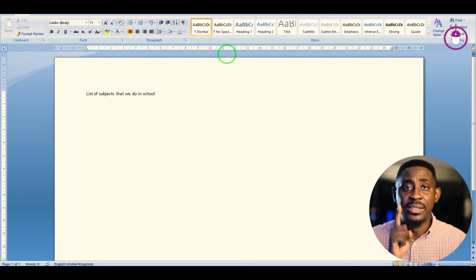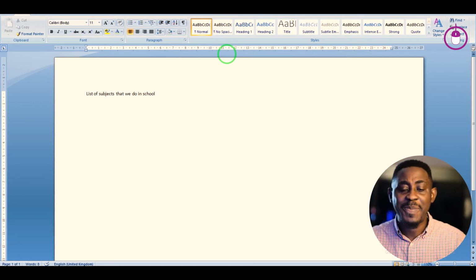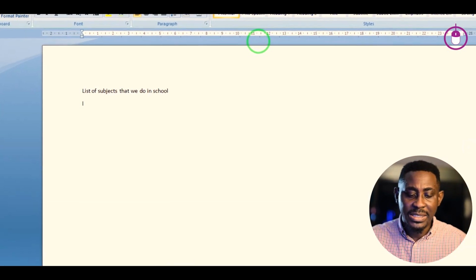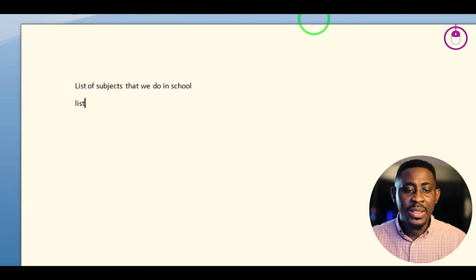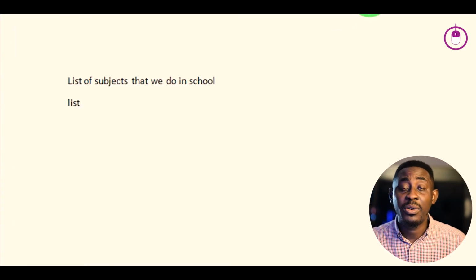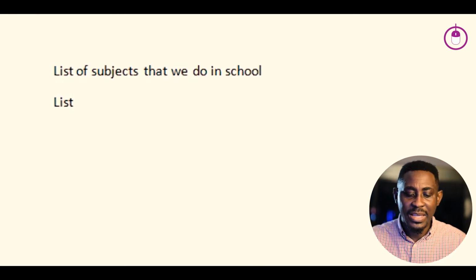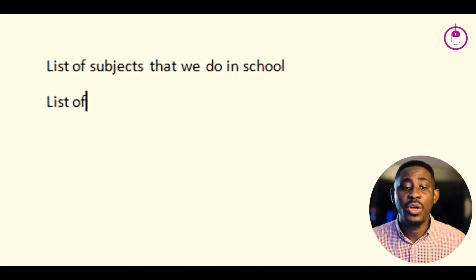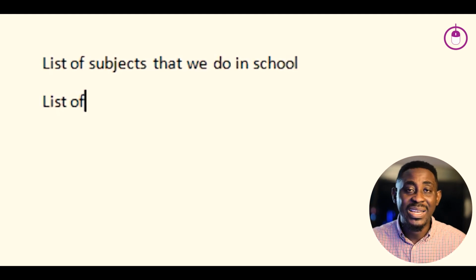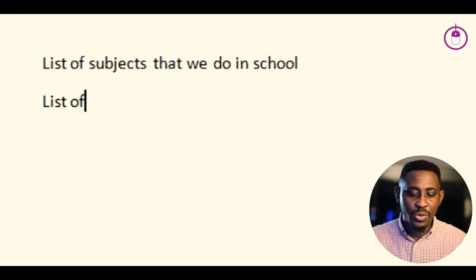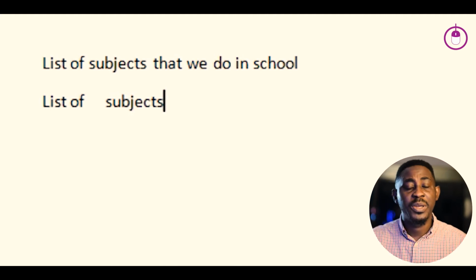Now let me tell you a rule in typing. If you are typing, never use the space bar twice between words. For instance, I'm typing list, L-I-S-T. Now if I'm going to type the next word, I would only press the space bar once to give space, and then I'll type "of". I know some of you would want to say that the space between list and of is quite small, and then you want to press the space bar five times and then type subject because you want more space. This is very wrong when you are typing using Microsoft Word.